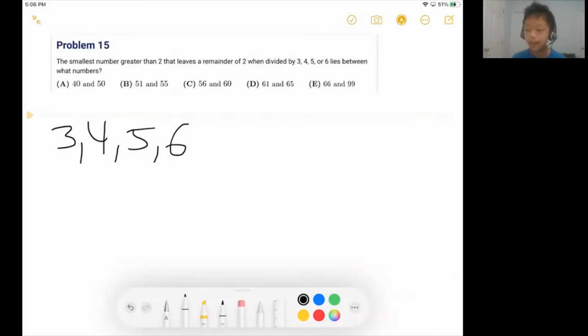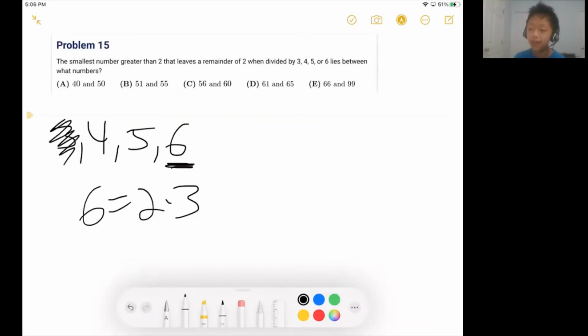notice that with these numbers 3, 4, 5, 6, if a number is divisible by 6, it's going to be automatically divisible by 3, because 6 is 2 times 3. So if a number is divisible by 6, it means it's divisible by 2 and 3. So we don't really have to worry about the 3 here, and we can just disregard it.